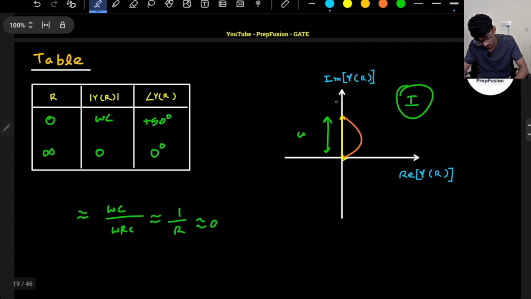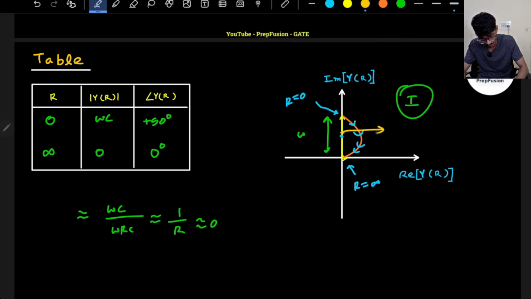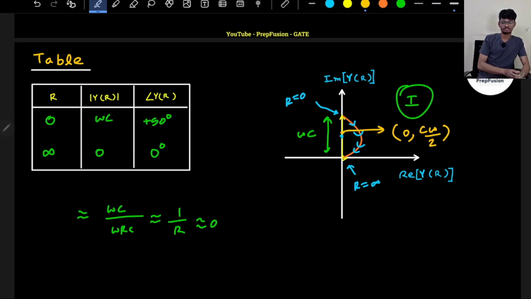So from where am I starting? I am starting from here, that is at R equals to 0, and I am ending here, that is at R equals to infinity. Arrows will be something like this. Okay, and this is the center point, and the center point has the value as this, right? This will be omega C. So this will be C omega divided by 2. Okay, 0 comma C omega divided by 2. That is what this value will be.